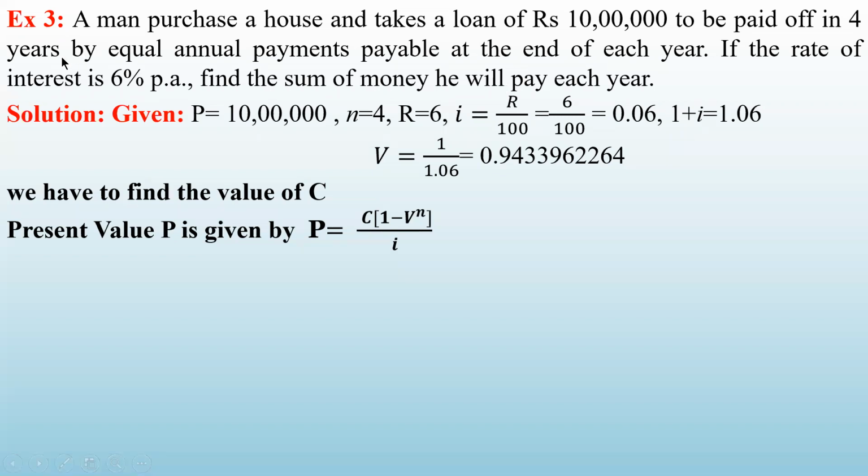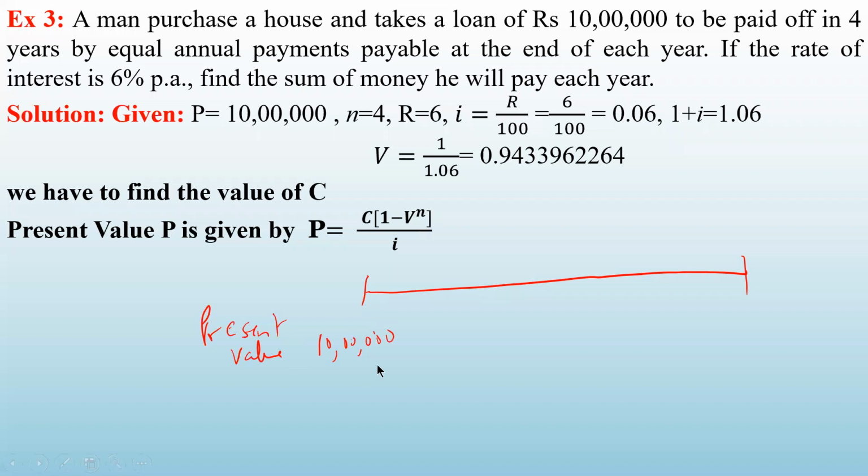So, see here, the loan of 10 lakhs rupees is taken today and he is going to repay the loan in installments. So the amount of loan will always be your present value because it is taken today. So P, the present value, is 10 lakhs. The loan amount is always the present value.